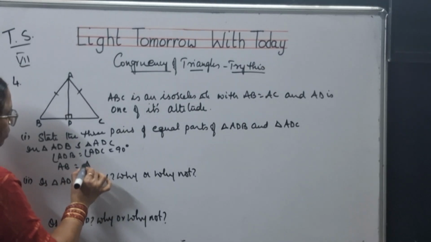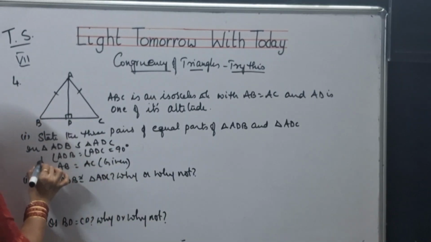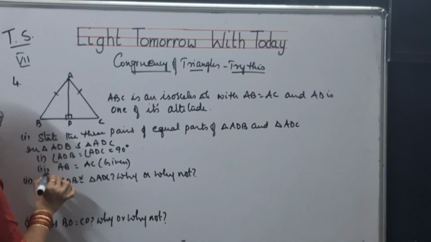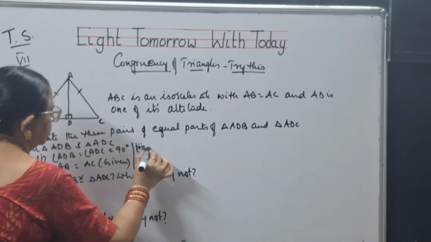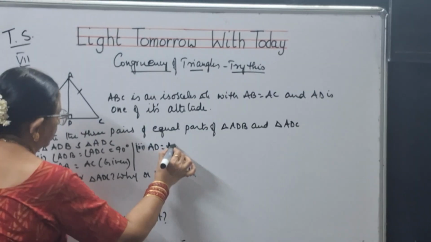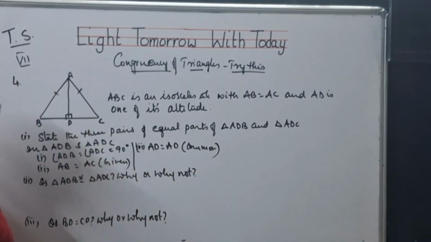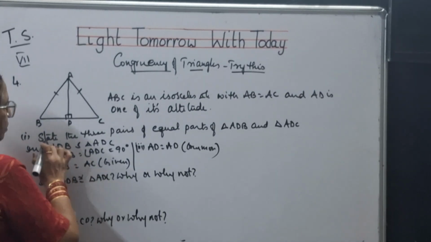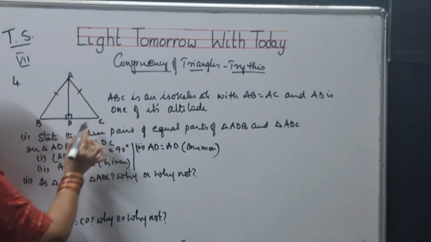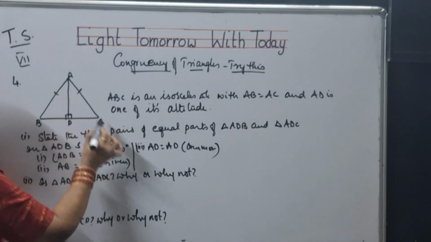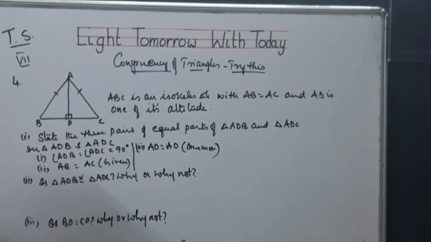AB is equal to AC, this is also given. So three parts, no? This is first one and this is second one. So I'll take the third one. Third one is AD is equal to AD, common. Both of them are having common. So you need to state three pairs of equal sides. So this is one, angle ADB is equal to angle ADC, and second one AB is equal to AC they have given. Now AD is equal to AD, common. So three parts we have proved.